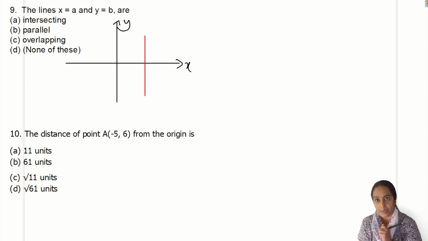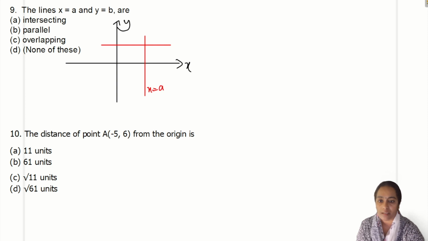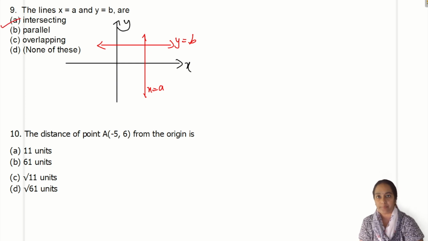And y equal to b will be a line parallel to the x-axis. It's going to be like this. So this is the line x is equal to a and this is the line y is equal to b. Now look at the graph there. Are these lines parallel? No. Are the lines overlapping? No. The lines are intersecting at a point. So they are intersecting lines, which means option A.